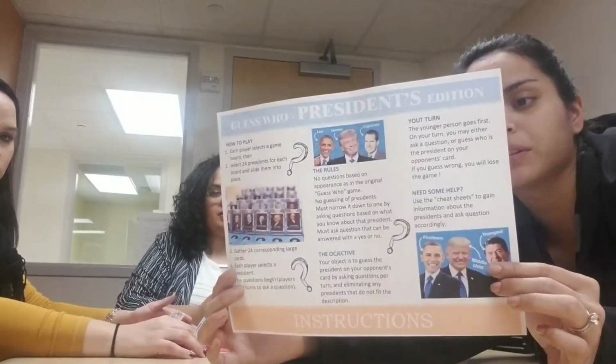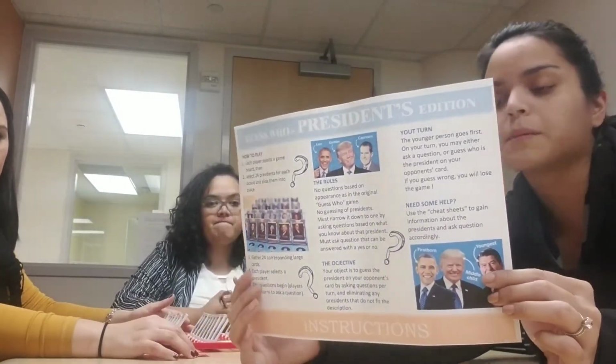All right, so we also have our instructions, and they're very similar to the Guess Who original game. So basically, each player or each team has a board. We have red and blue. And we select 24 presidents for each board, so we slide them in. And we pick a large card. So that's who we're going to be and who the other team is going to guess. The objective is to guess the president on the opponent's card by asking questions per turn.